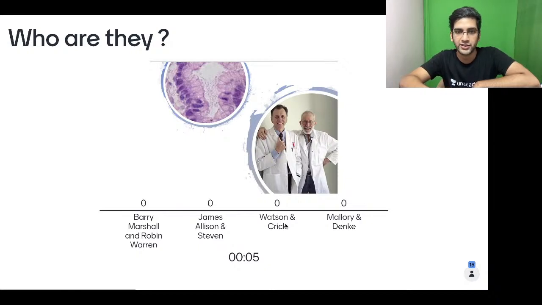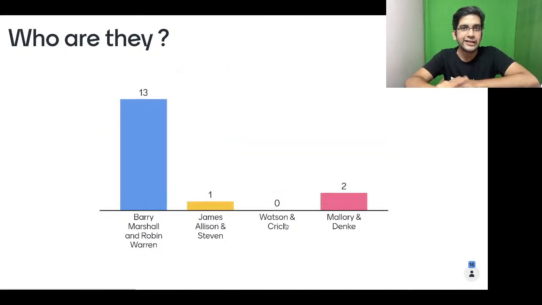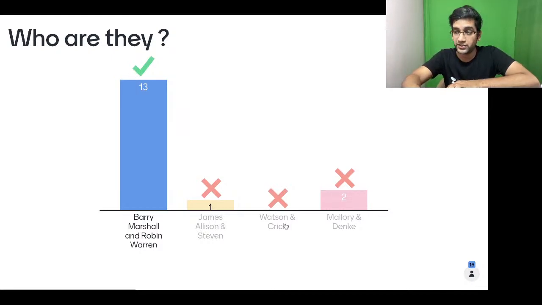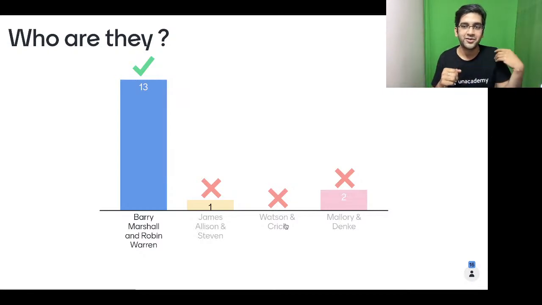Okay, all of you guys have answered. The one thing is very simple here. It's definitely not Watson and Crick, right? It's not DNA, it's not Watson and Crick. It's not Mallory Dink. Mallory Dink discovered something else. Great. Barry Marshall and Robin Warren were the people who discovered the H. pylori and they got the Nobel Prize for that, right? An amazing 13% of you have written the right answer. I'm seeing more people writing trivias correctly more than our regular content, right?